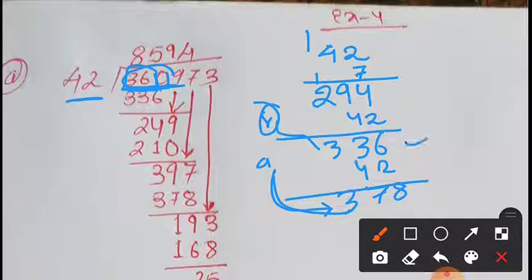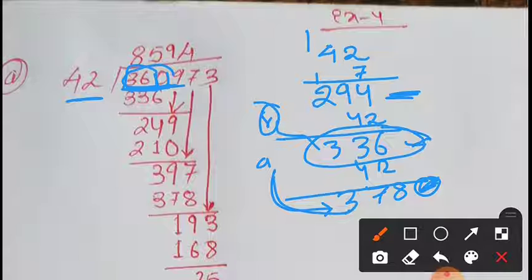Out of these three, which one will be perfect? If you see, 378 we cannot take because it is bigger than 360, and 294 we cannot take because it is much smaller than 360. We are going to take a number very close to 360, and this is 336. Therefore I have taken it.